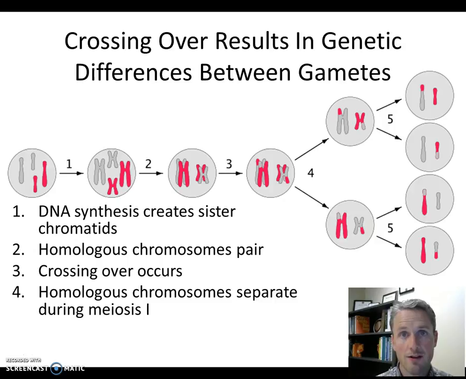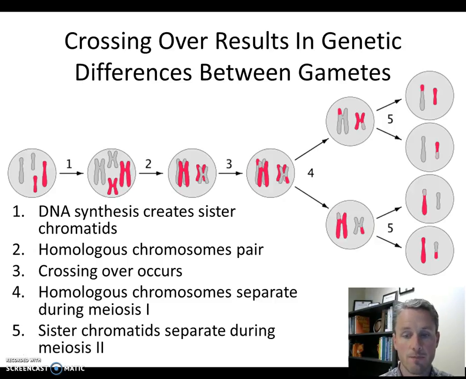After meiosis 1, we'll continue on into meiosis 2. In meiosis 2, we're going to separate the sister chromatids that are in each of these chromosomes into their own cells. So at the end, we have 4 individual cells, each containing 1 chromatid, 1 chromosome of each kind, the large chromosome and the small chromosome. And we can see that each of those gamete cells contains a different combination of genetic material.